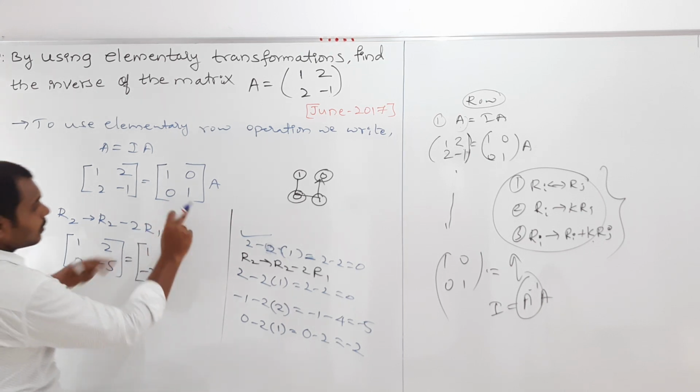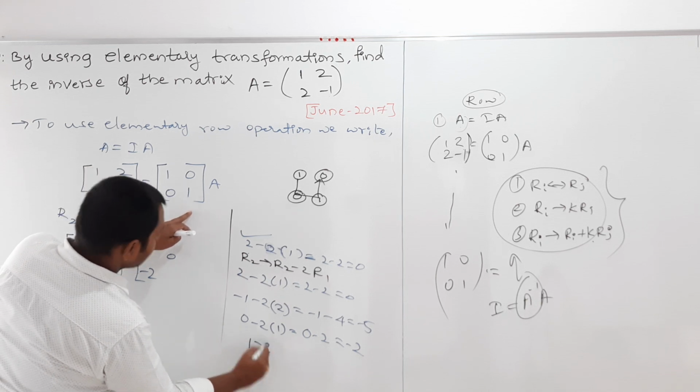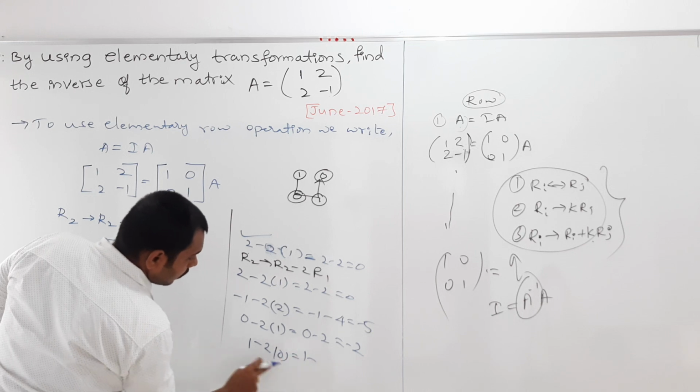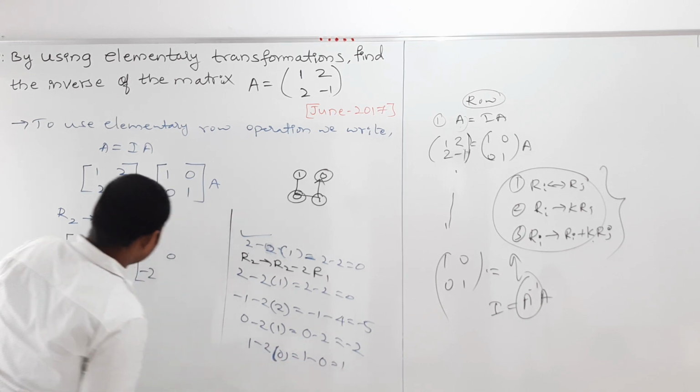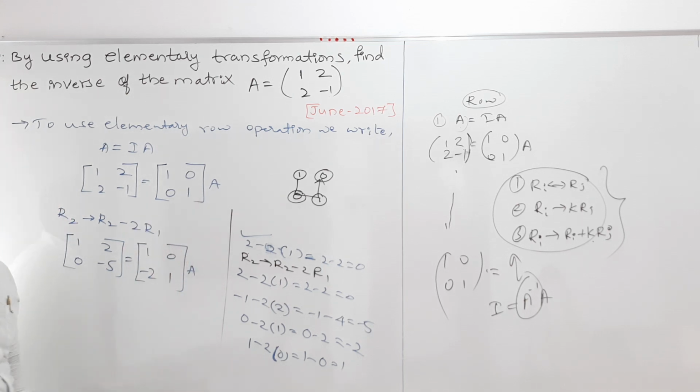Next, here R2 is as it is, minus 2 into R1, which is 0. So 1 minus 2 into 0 is 0. So this equals 1. And A is as it is. Clear? You can observe here, my students.